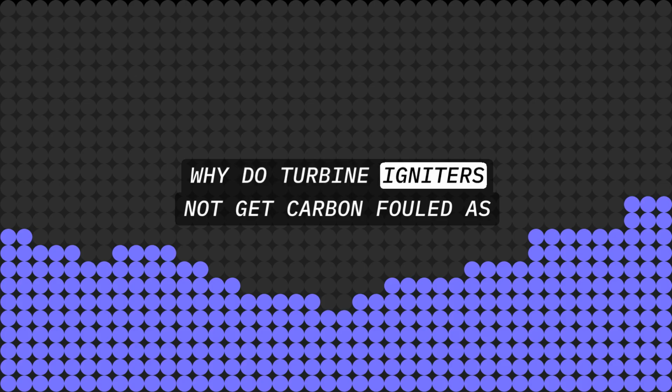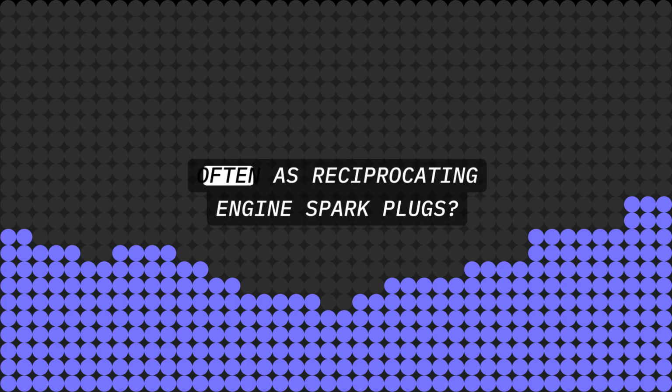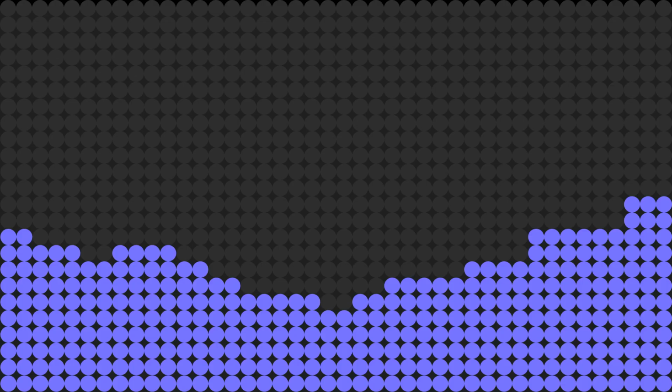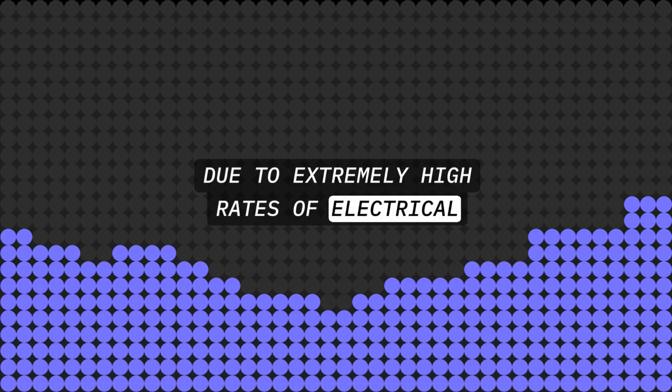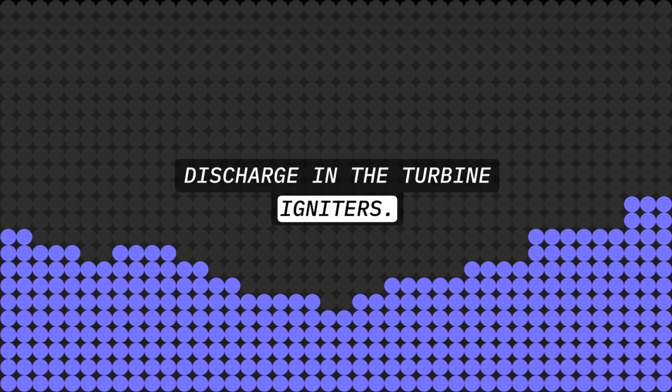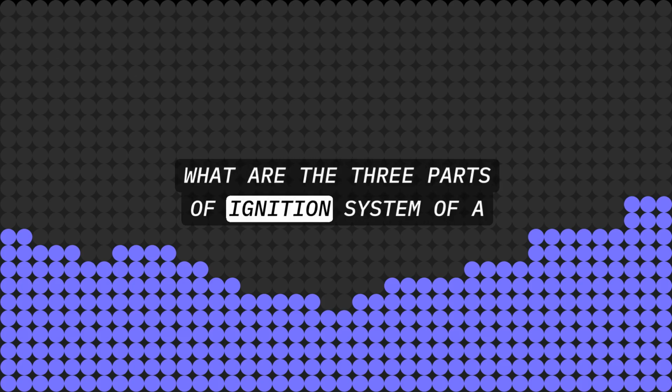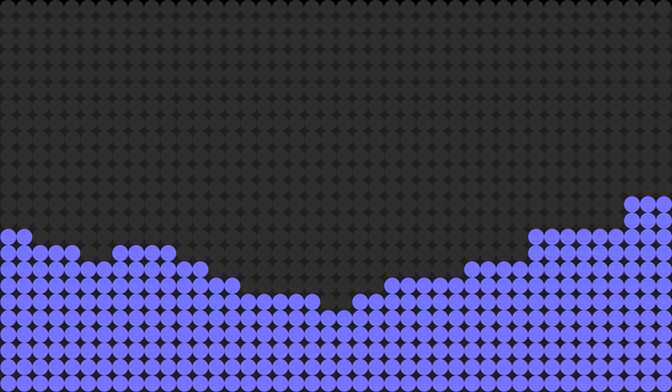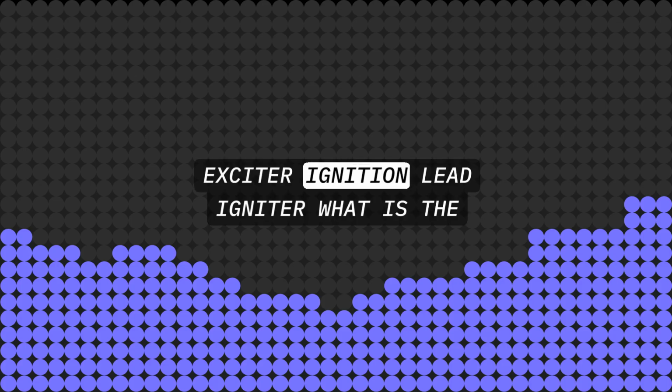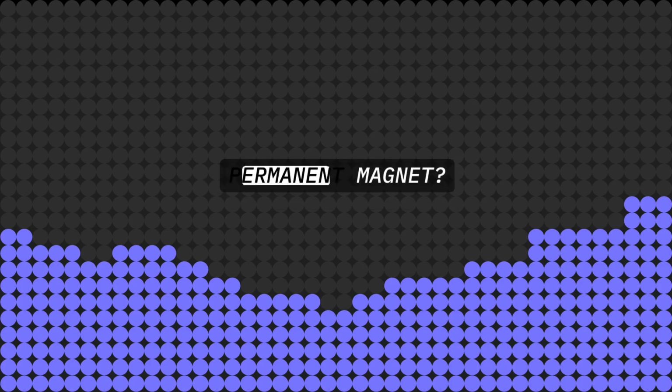Why do turbine igniters not get carbon fouled as often as reciprocating engine spark plugs? Due to extremely high rates of electrical discharge in the turbine igniters. What are the three parts of the ignition system of a turbine? Exciter, ignition lead, igniter.